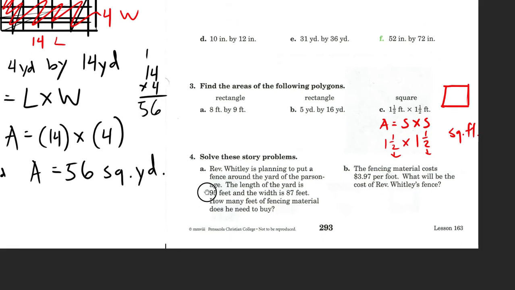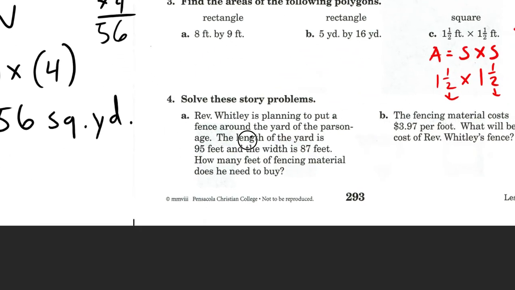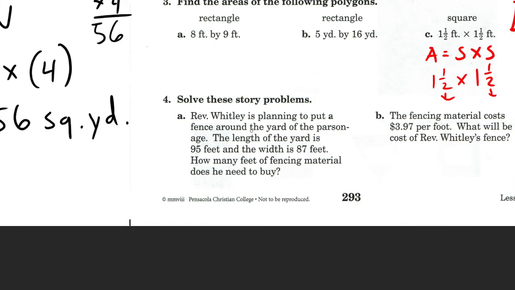All right, number 4. Rev means Reverend. Reverend Whitley is planning to put a fence around the yard of the parsonage. The length of the yard is 95 feet, and the width is 87 feet. So I should say the width of the yard is 87. I should underline this whole thing. How many feet of fencing material does he need to buy?